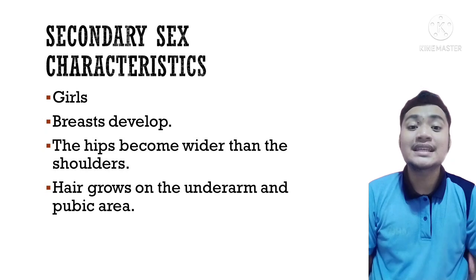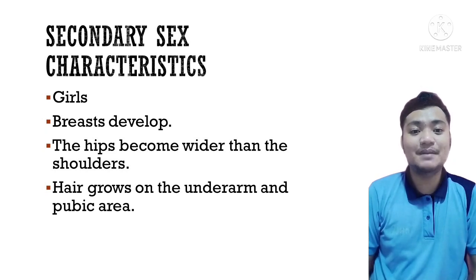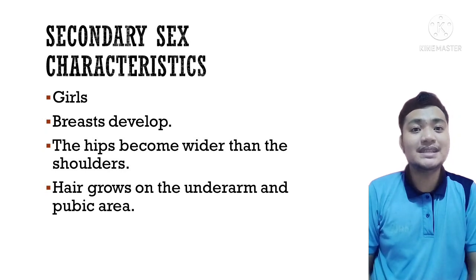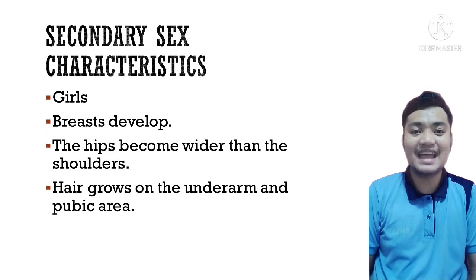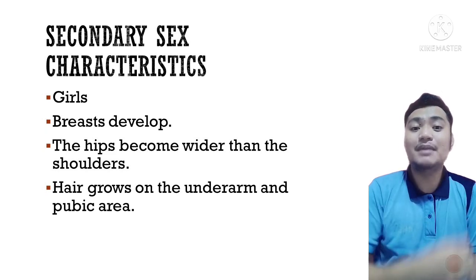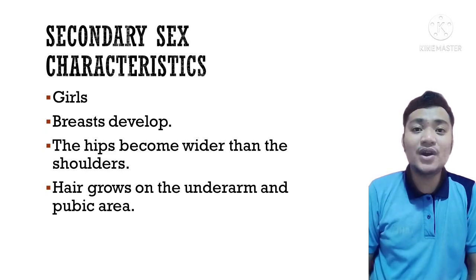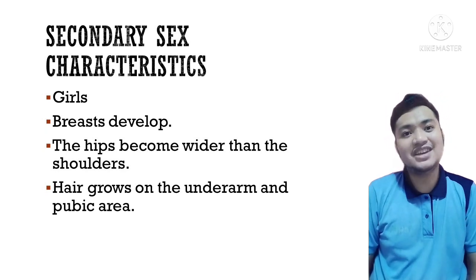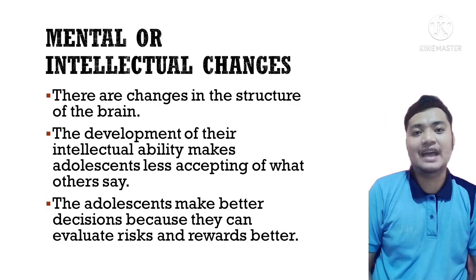Okay? Sa babae naman po ay yung breast develop, yung kanilang suso. Yung hips nila ay lalaki than the shoulder. Kung sa lalaki ay yung shoulder naman. Sa mga babae ay hips. Tapos, yung hair nila ay tutubo sa armpit tsaka sa mga pubic area.